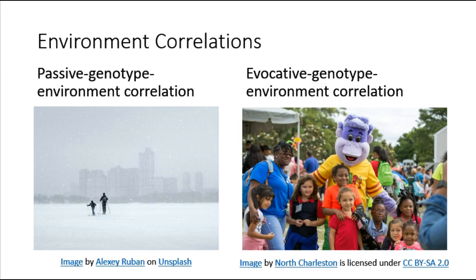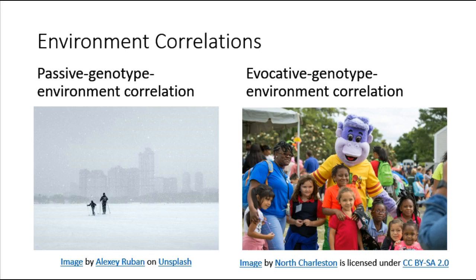The first type is the passive genotype environment correlation. That essentially says that as long as your parents are your biological parents, you inherit both your genes and your environment from your parents. They give you both of those things. So those are going to be kind of dovetailed because both of those come. In the picture there you see an adult and a child cross-country skiing. Theoretically, that parent could have passed on the genes for that athletic activity to the child, but also would create the environment that would allow those genes to be expressed.